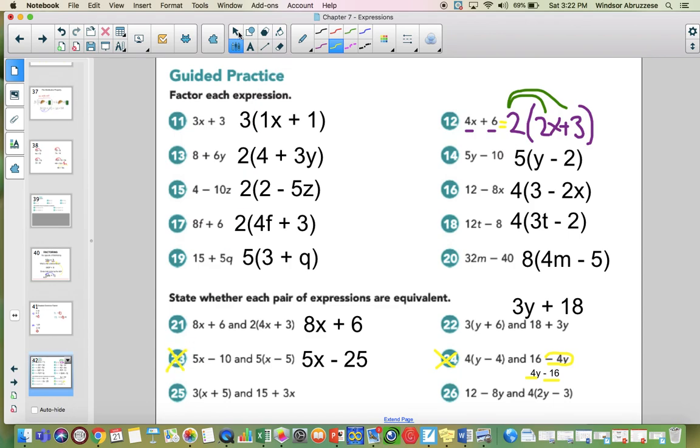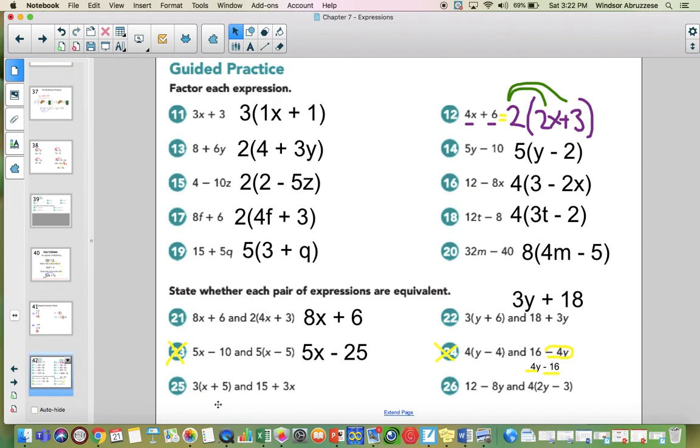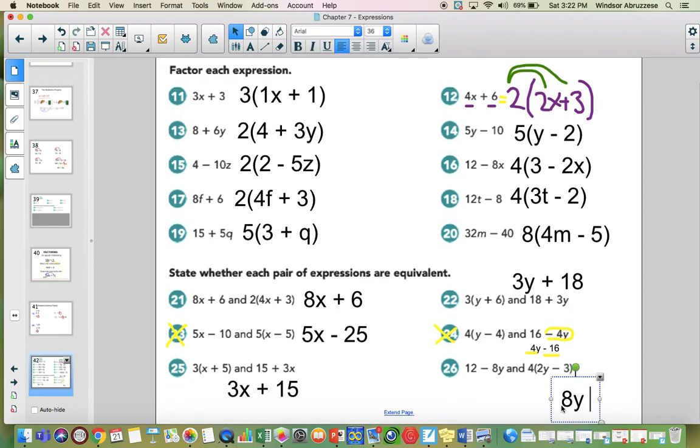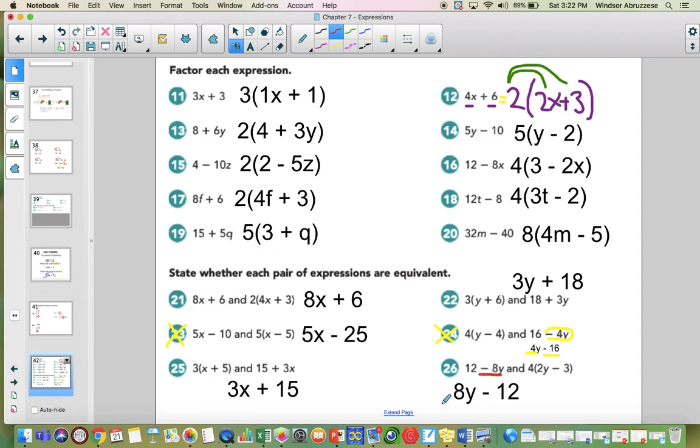Not equivalent. Number 25, I have 3x plus 15. This is indeed equivalent. Order doesn't matter in addition. And number 26, if I multiply this with the distributive property, I get 8y minus 12. And let's check these two. This one is also not equivalent because this has a minus 8y, and here mine's positive. Same goes for the 12. This 12 is a positive, but this one is negative. So this is not equivalent. And that is how you factor.